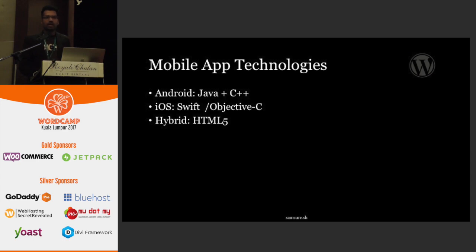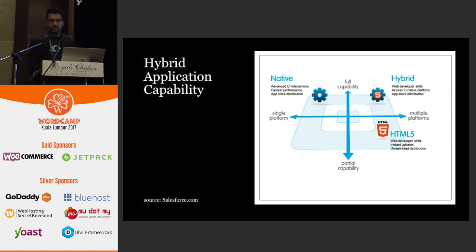So there's another technology called HTML5. HTML5 is a hybrid mobile technology which allows you to create applications using HTML, CSS, and JavaScript. So you don't have to learn Java or Swift, just use HTML, CSS, and JavaScript. You can build your own mobile application and package it to multiple platforms like Android, iOS, and even Windows. This is a capability chart of hybrid applications, which use HTML, CSS, and JavaScript, and native applications, which just use Java or the Swift programming language.